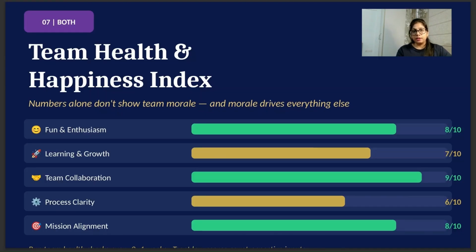Team health and happiness index. This metric can be used in both frameworks, Scrum and Kanban. How can you use this? You can use surveys or design a Miro board or a Lucid board and have the votings come in. For example, fun and enthusiasm, learning and growth. Take the votes. How do people feel about different things that are happening in the team, collaboration, process, mission alignment? You will get the index numbers here that will tell you a story about your team.